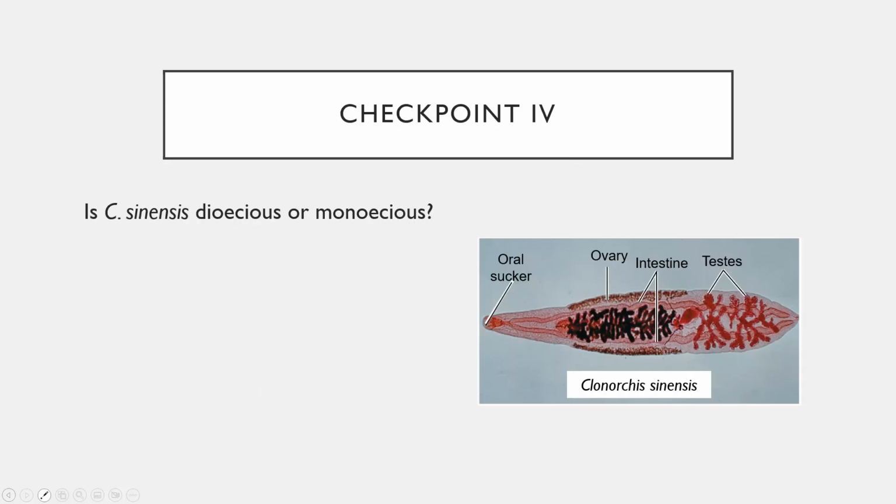So in this checkpoint, we are going to take another look at C. sinensis, which is the fluke that we previously saw, and tell me, based on looking at its anatomy here and the labels on the image, is this a dioecious or is it a monoecious type of fluke?